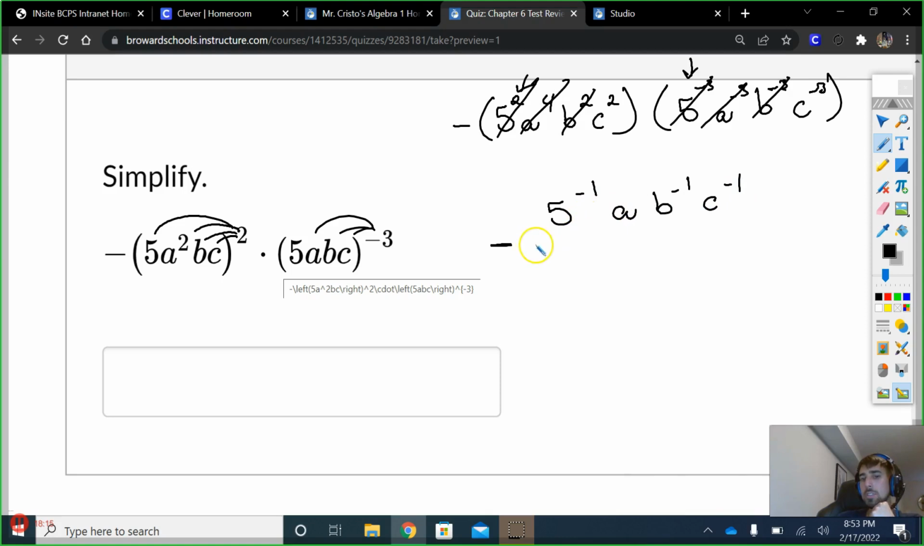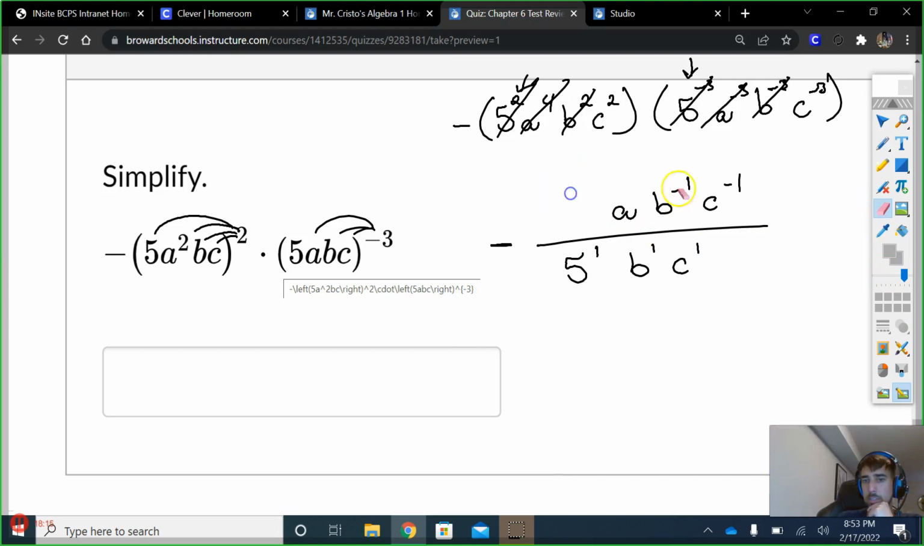Everything with the negative exponents is going to have to go downstairs. The 5 to the 1 is going to have to go downstairs. The B to the 1 is going to have to go downstairs. The C to the 1 is going to have to go downstairs. So if I just grab my eraser and fix it, and because they move, my final answer would be negative A over 5 times B times C.